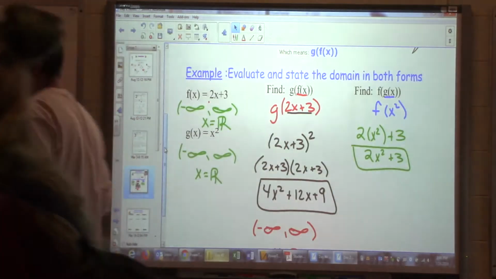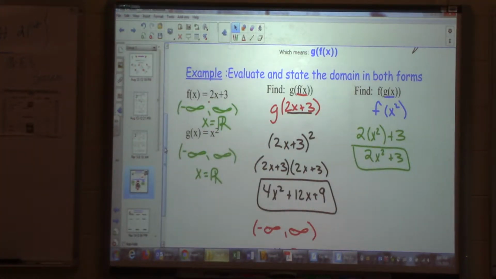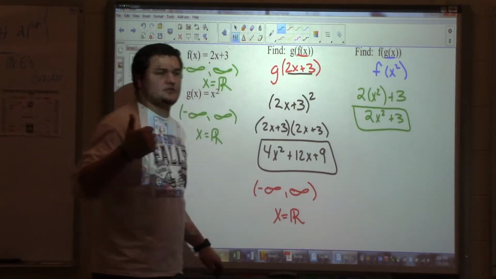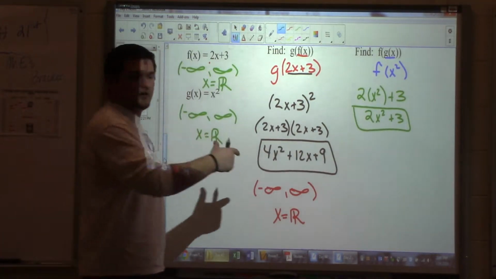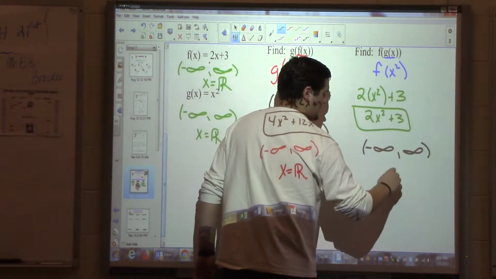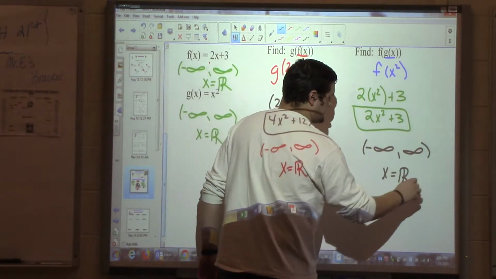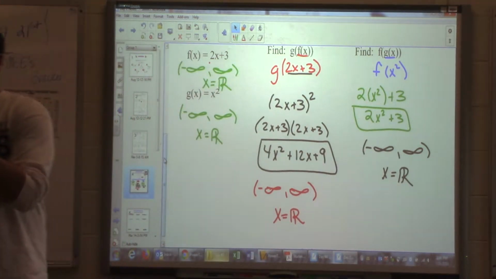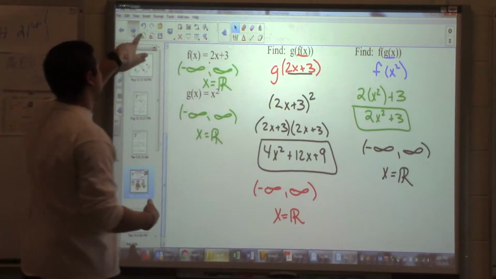Alright? Okay. So, domain, f or g of x, where I started, do they have restrictions? No. Does mine end? No. So negative infinity, positive infinity, x is in the real number set. Awesome. Any questions? Alright, let's keep rolling then.